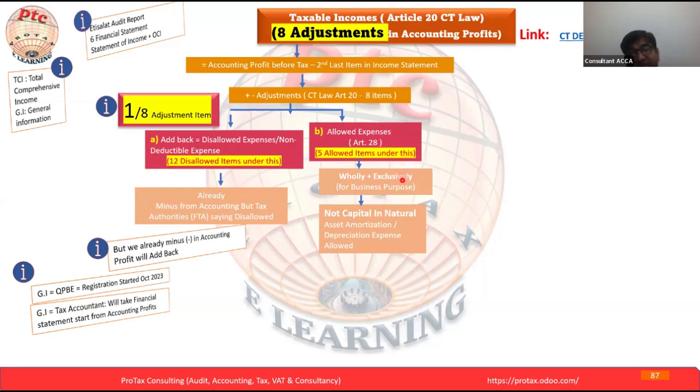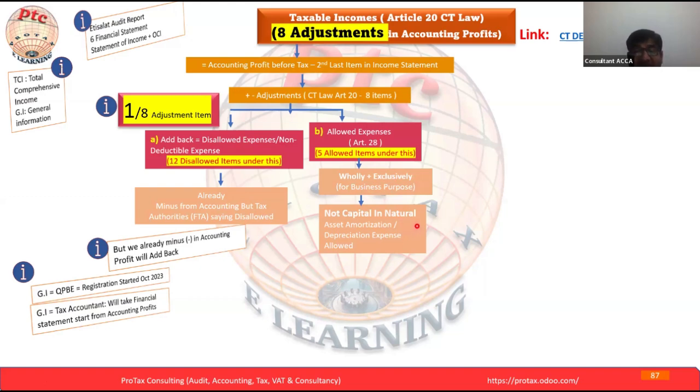We have to see whether these expenses are already deducted or not deducted. So if not already deducted, we will deduct now. If already deducted, there is no need to make any adjustment in this regard. But these are the expenses we are saying are wholly and exclusively for business purpose. The rationale of these expenses is only the business purpose.